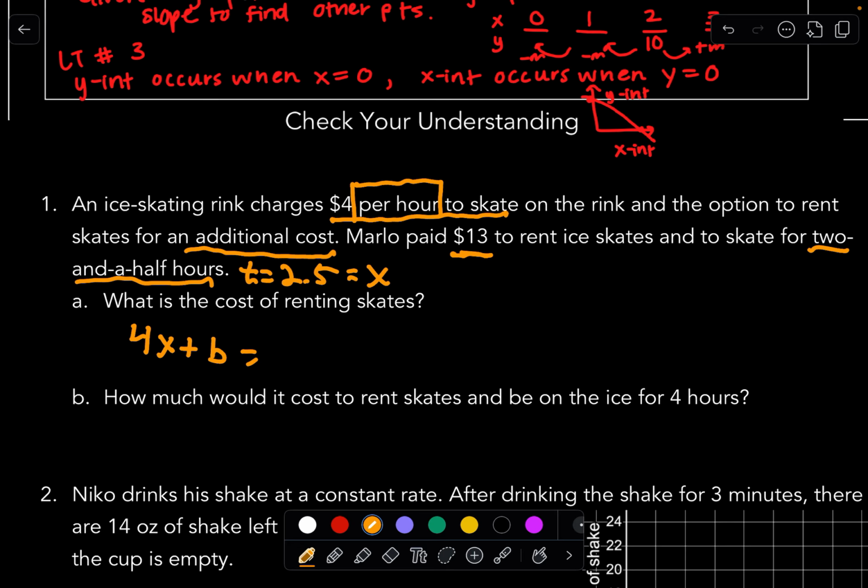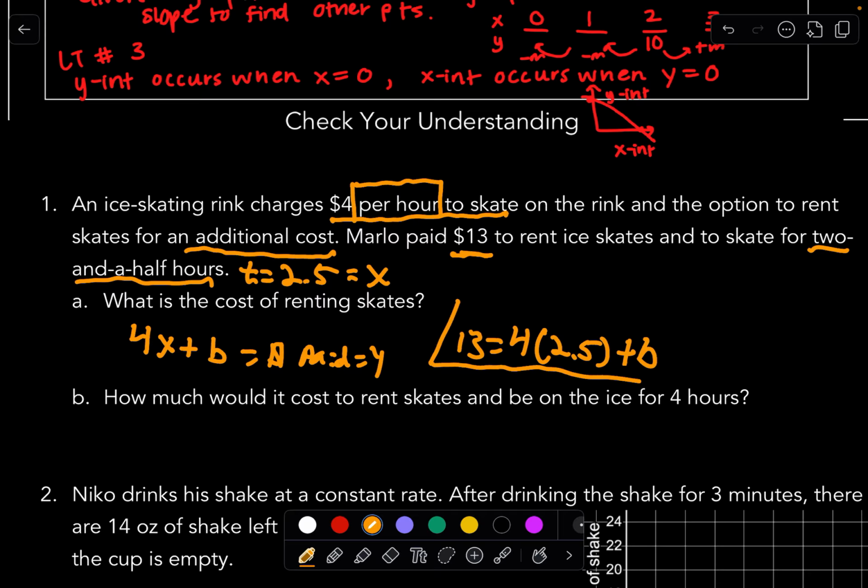So this is money paid, which is Y. All right. So now, if the amount of money he paid was $13, I'll make Y 13, and we have 4 times X, which is 2.5, because that's the time you rented for, plus, and we still don't know what the rental fee is, plus B. This is a linear equation that's fairly straightforward to solve. You just have to figure out what 4 times 2.5 is.